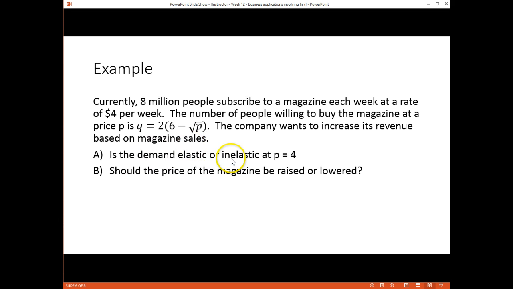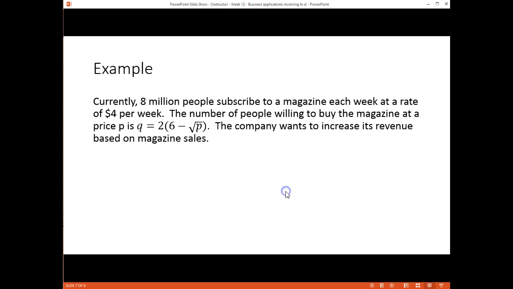Let's take this one at a time. Let's determine whether it's elastic or inelastic. Well, we know E of P is negative P times F prime of P over F of P. F of P again is just your demand function. So F of P is 12 minus 2 root P. Notice all I did was distribute the 2 up here. This simply made it easier to calculate my derivative.